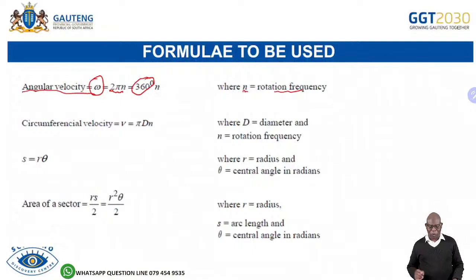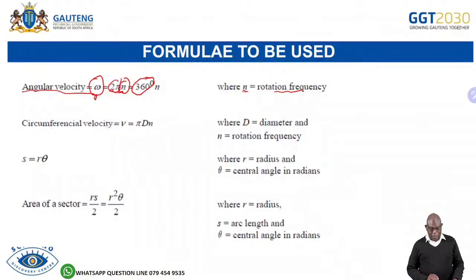So in other words, if I'm given the rotational frequency, or revolutions, I just need to calculate this, because the 2 pi you can get from your calculator. In the next slide, you'll see how we work out the radians and the degrees.